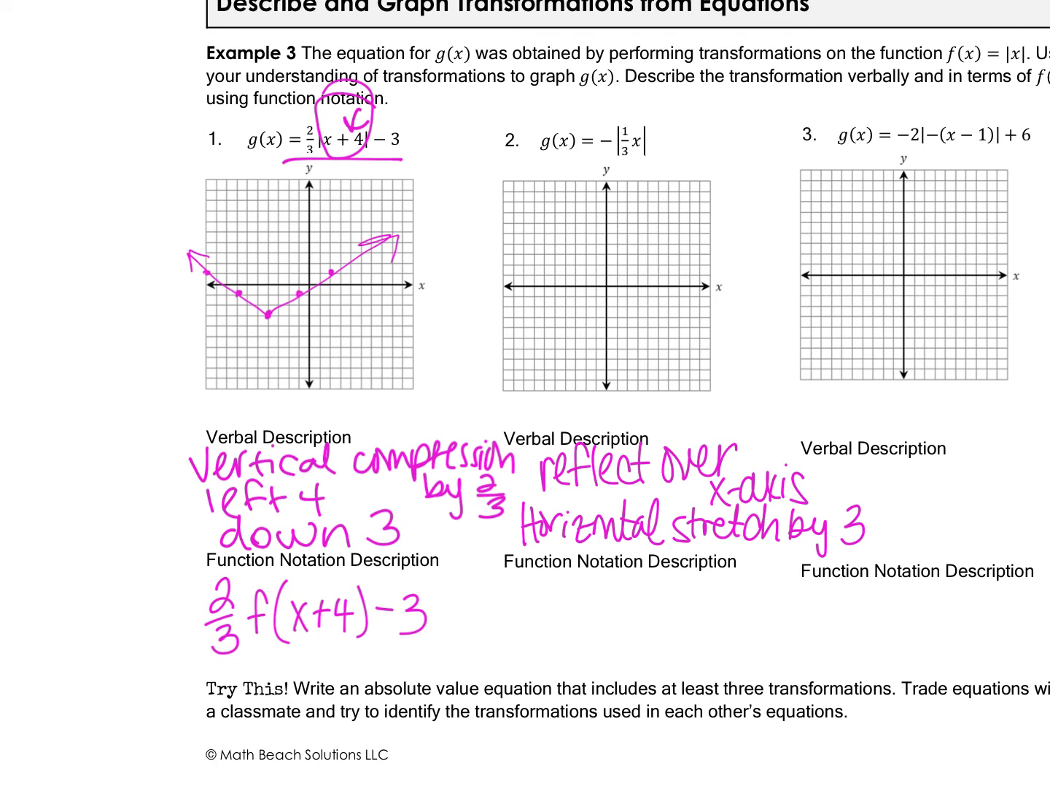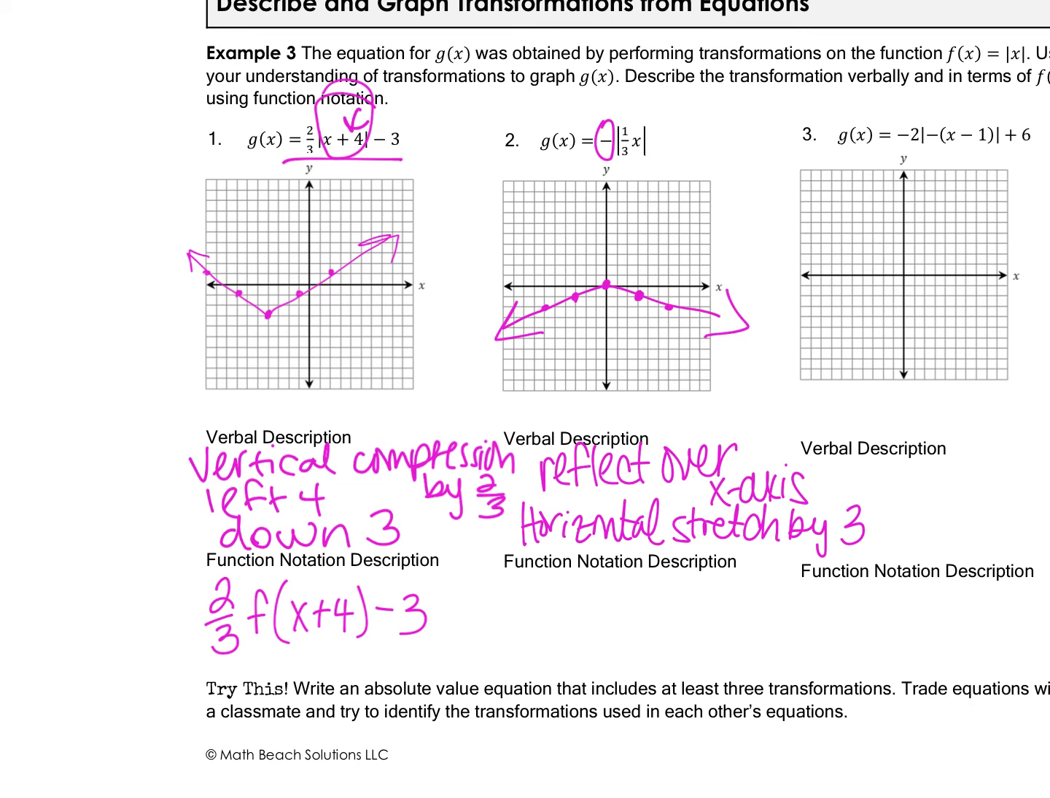Okay, so notice that we did not shift left or right, so our 0, 0 point will stay there. Now what I can do to find my other points is I can use that 1/3 as the slope. So instead of going up 1, right 3, there's a reflection over the x-axis. So I would need to go down 1, right 3, down 1, right 3, and then do the opposite on the other side of the V, down 1, left 3, down 1, left 3.